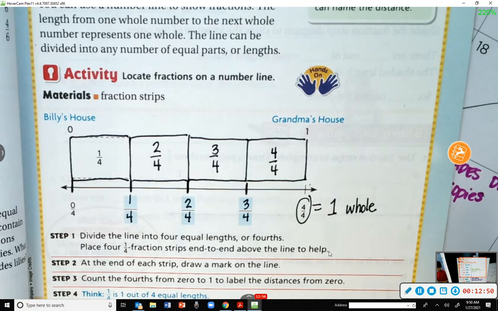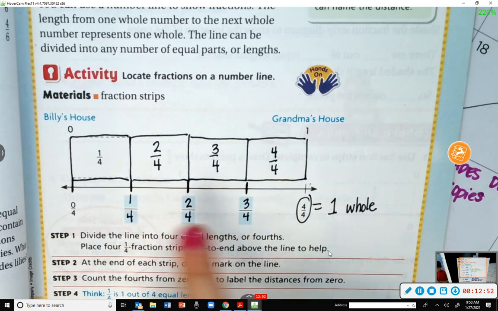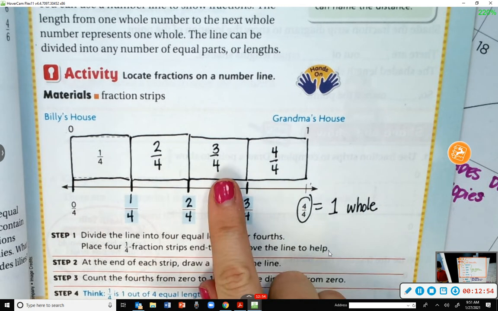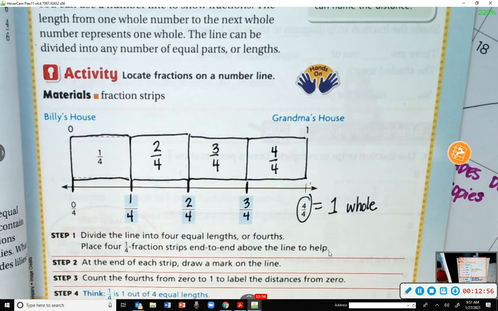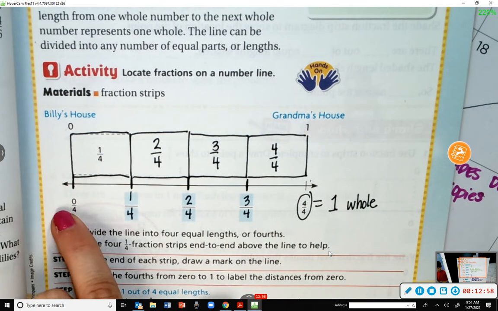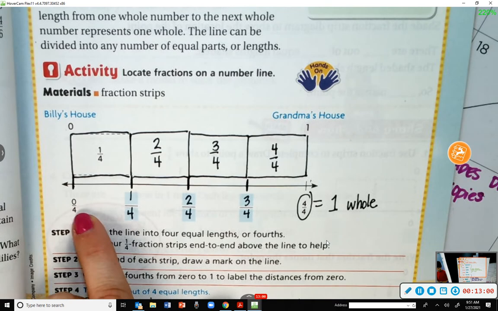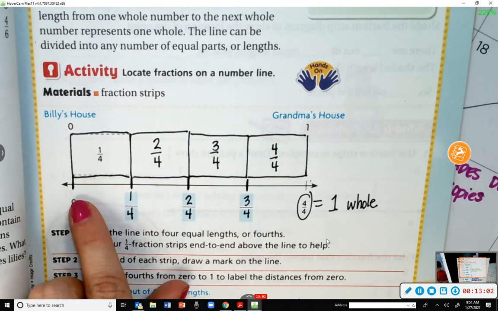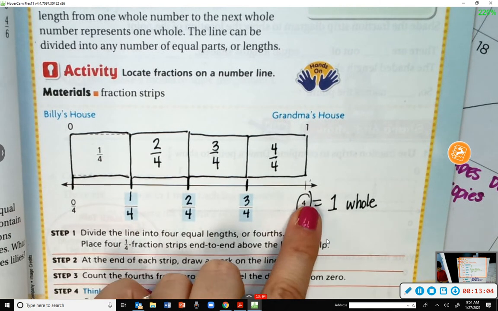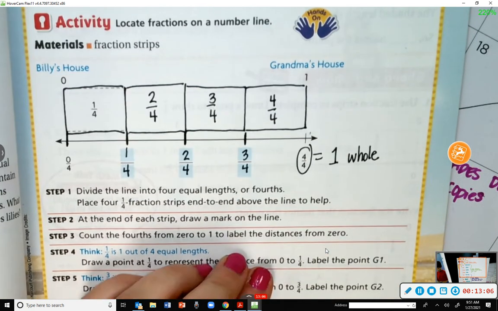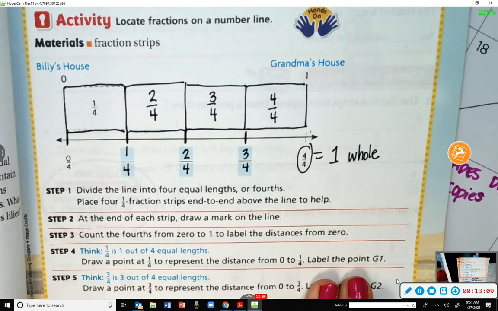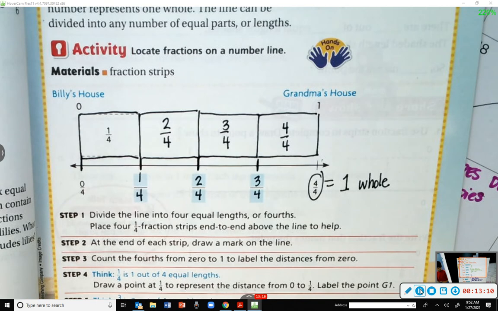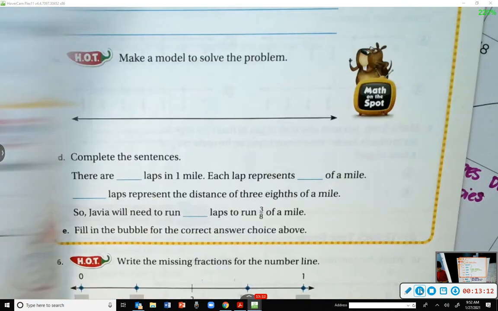Okay? So because it was talking about fourths, we divided the line into 4 equal parts. And we label each part starting with 0, and you're just counting in order. Pretty easy, right? 0, 1, 2, 3, 4, stopping at 4. Okay? Okay, let's flip the page. Page 56.